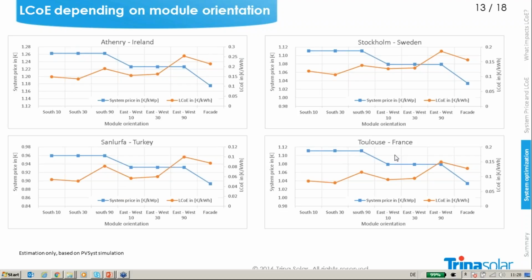There's a question about the financing assumption. My assumption is that for sure part of the system is financed and there's a certain interest rate. The interest rate is 5%, the debt is 80% of the total cost, and the payback time is approximately 10 years.